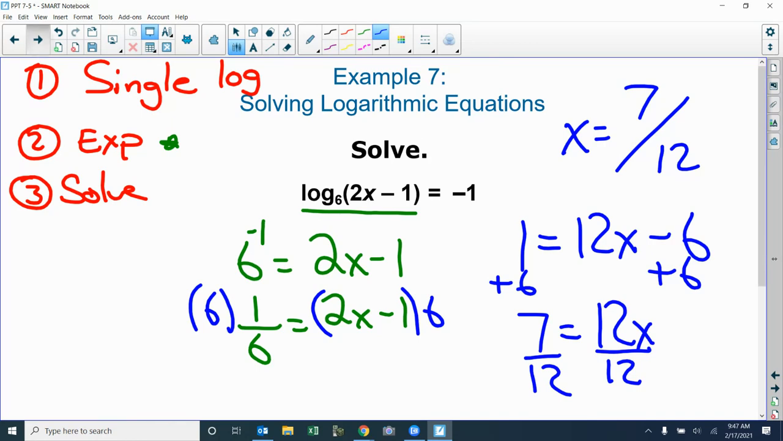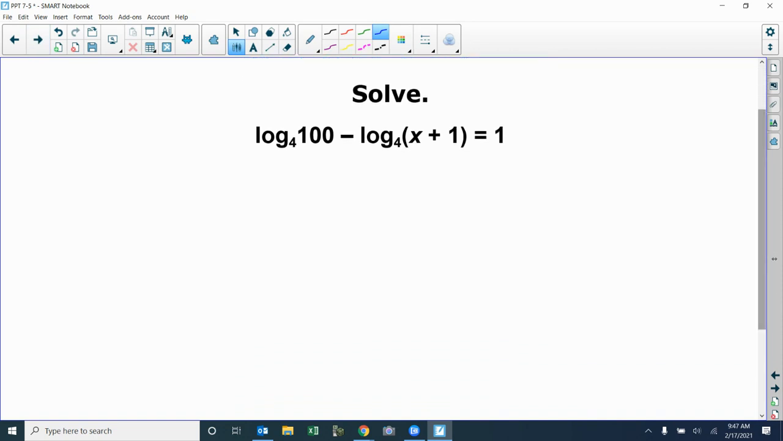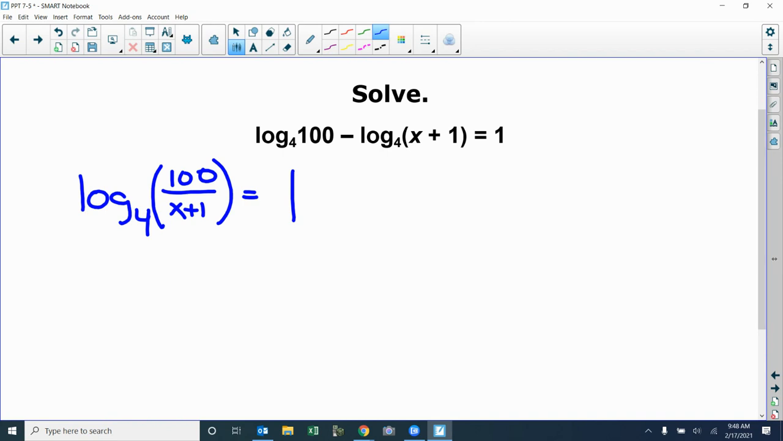All right, let's try one. Okay, what's in between them? Minus. Okay? We gotta write it as 1. See what you can do, write it as 1. Does my first step make sense to you? Okay, what was our second step then? Write it in exponential.